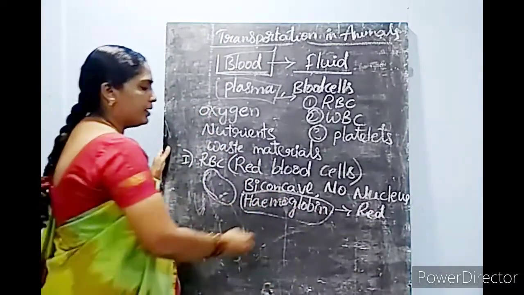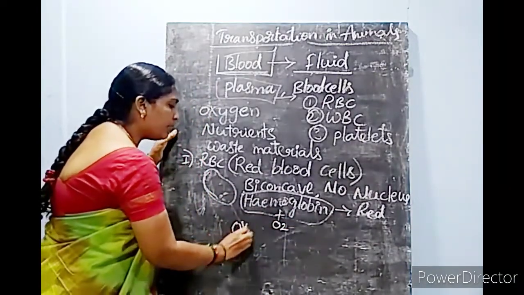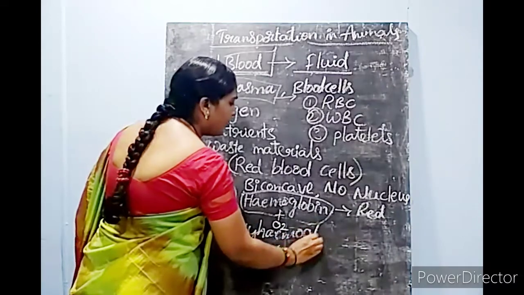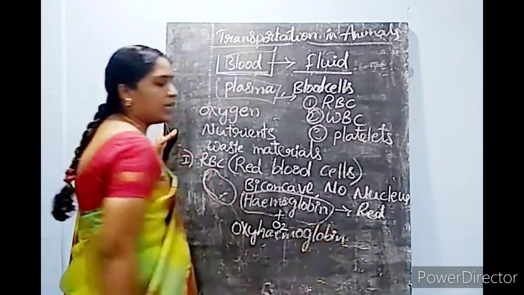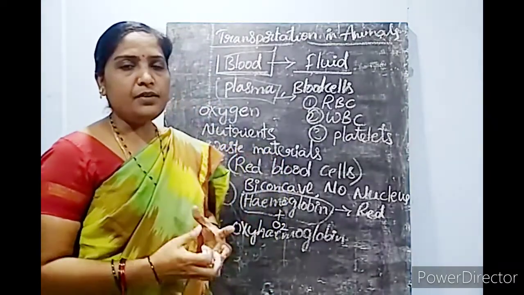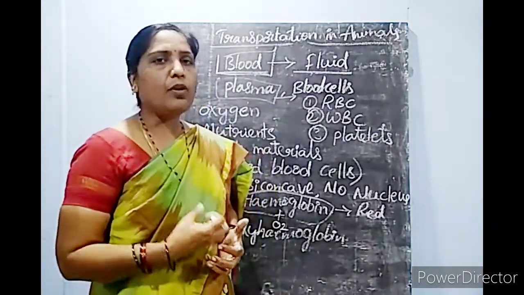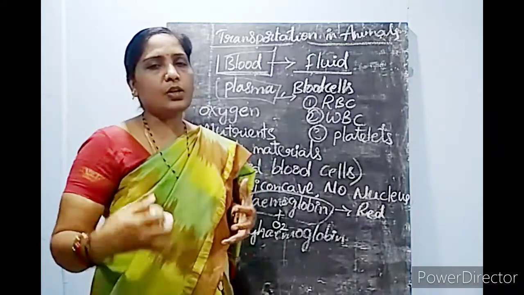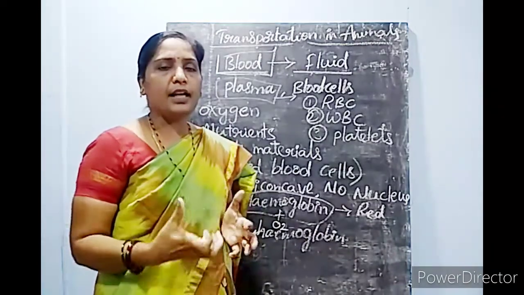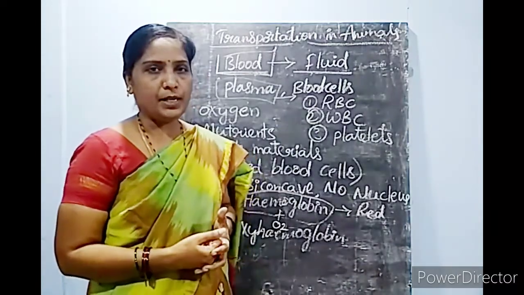So this hemoglobin binds with oxygen and forms oxyhemoglobin. In the form of oxyhemoglobin, oxygen is supplied to each and every part of the cell. That's the main function the red blood cells are doing. They bind with the oxygen and form the oxyhemoglobin, and this oxygen is transported to each and every part of the cell. There, the remaining process takes place and releases the energy for our body.